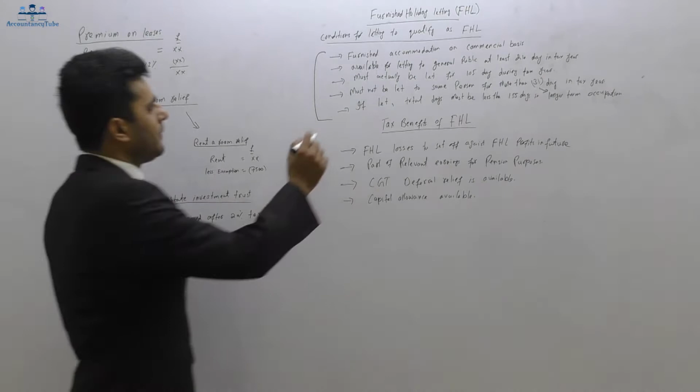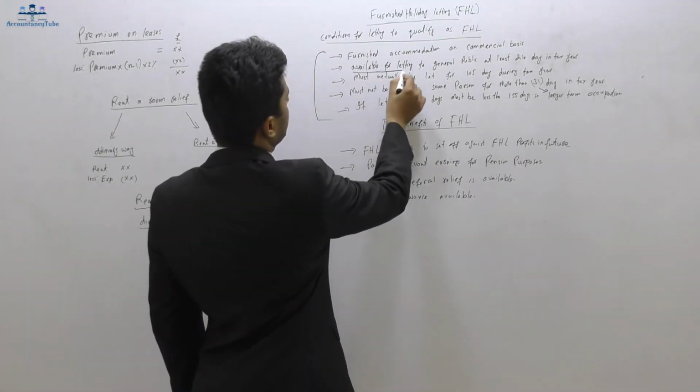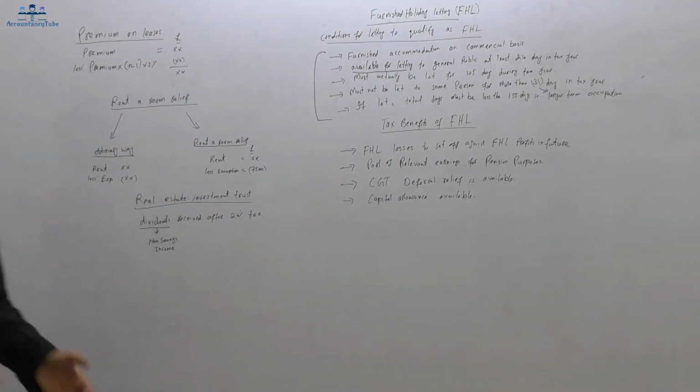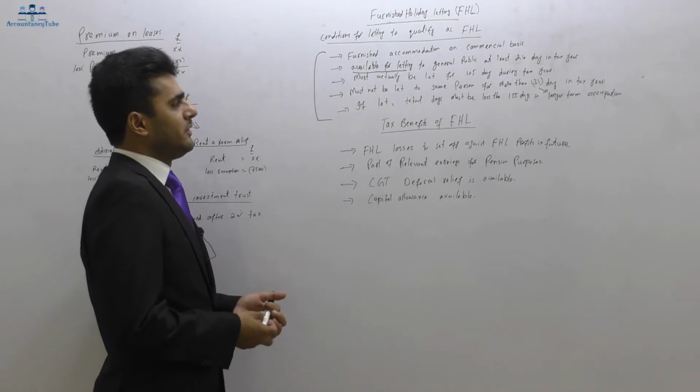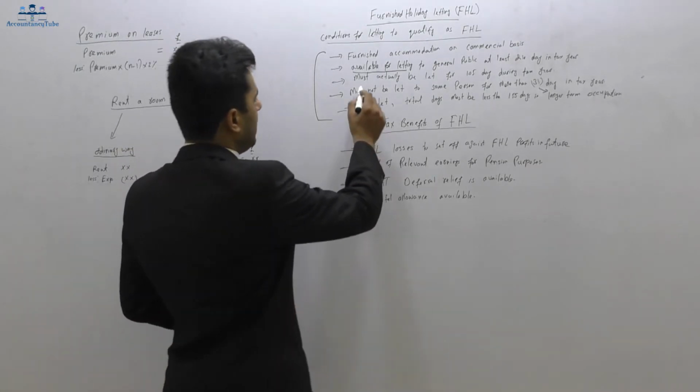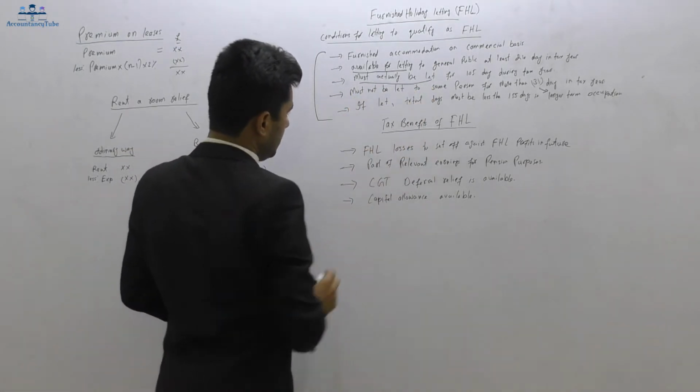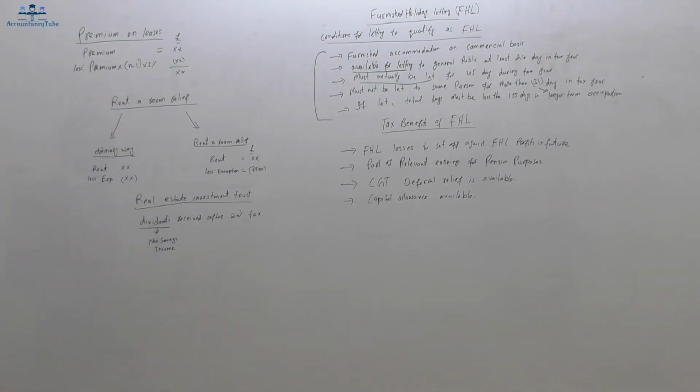Now it says available for letting. It is not saying you must actually let. It is saying available for letting. So it must be available for letting to the general public for at least 210 days in the tax year. And the next condition says it must actually be let. So that is the difference between the earlier one and this one.